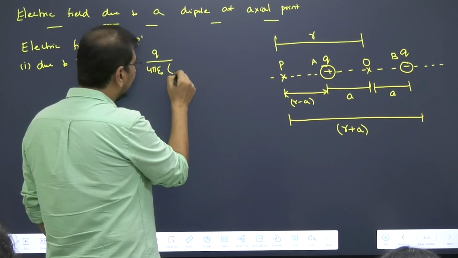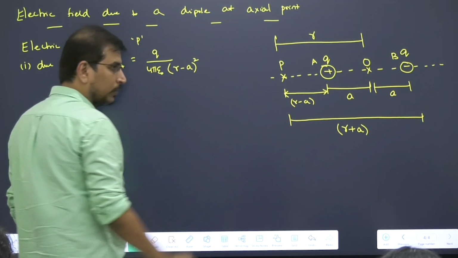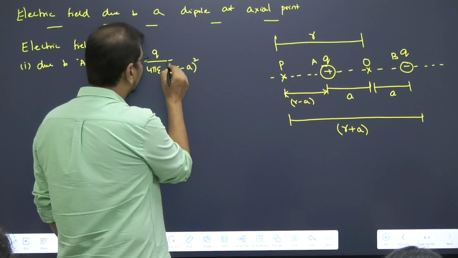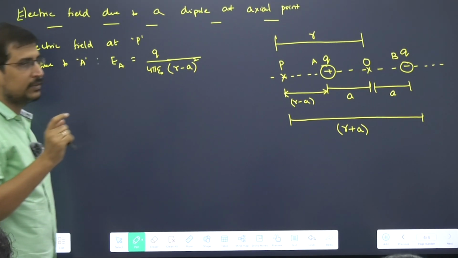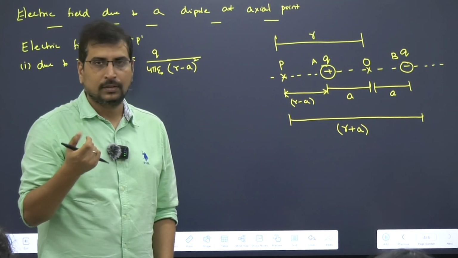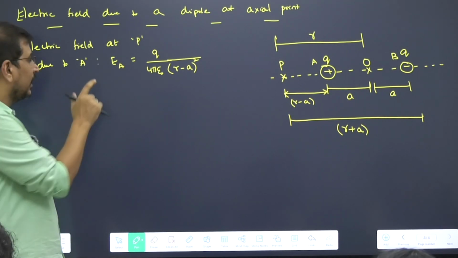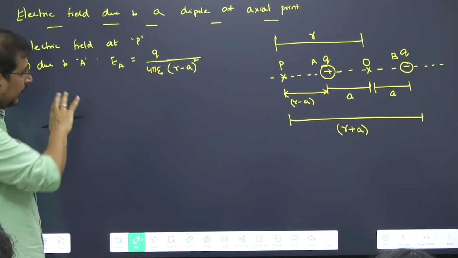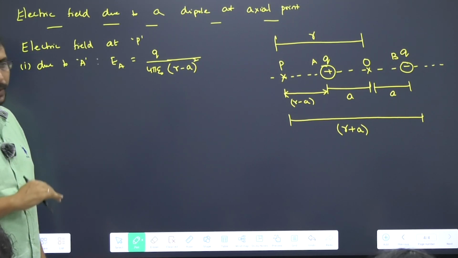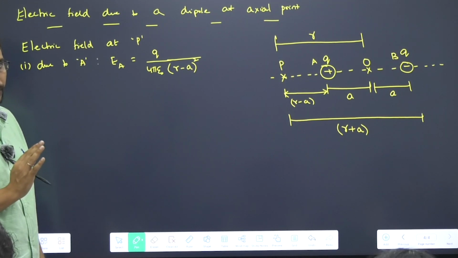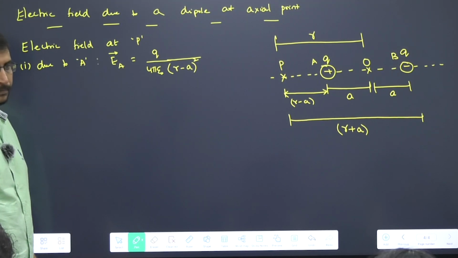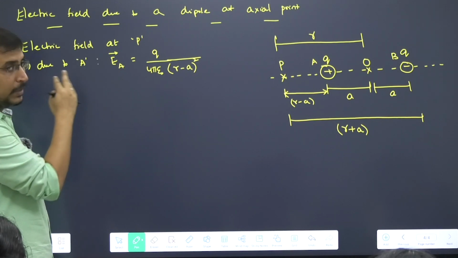R minus A the whole square, right? So the next thing is, whenever you're dealing in physics, you need to see whether the quantity is a scalar or a vector. Here I'm dealing with electric field. Electric field is a vector quantity. So for this, I first wrote the magnitude. Now I'm going to assign a direction to it. So for that, I'll put a bar on top of it. Right. Now I'll call it EA vector.